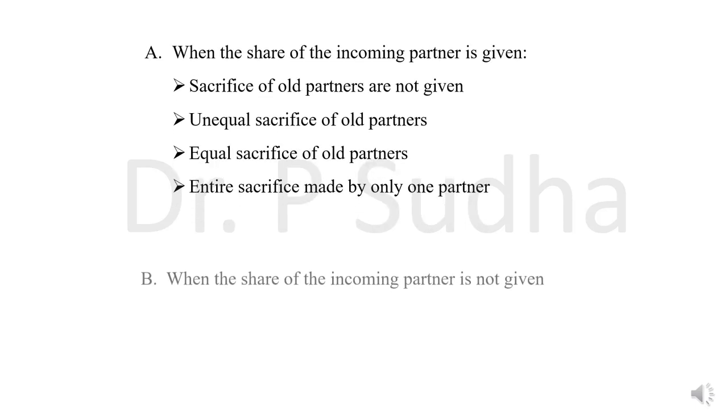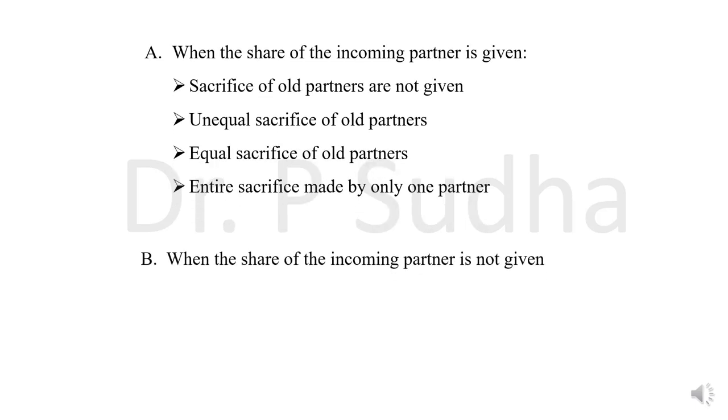Before moving on to the problems for calculating the new profit ratio or sacrificing ratio, you should understand that based on the information given in the question only, we are going to alter the method of calculation. How we calculate the problem will be based on the information given in the question. So as soon as you read a question for calculating profit sharing ratio, you have to see whether the share of the incoming partner is given. Incoming partner is nothing but the new partner.